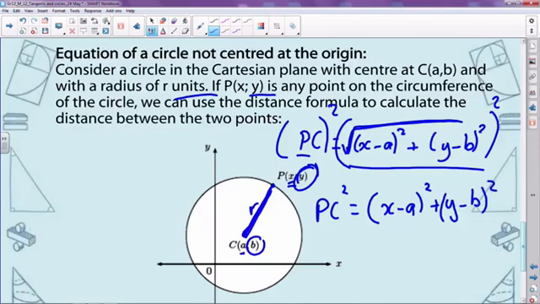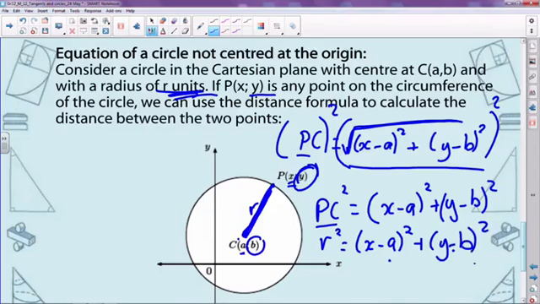Okay, but we know that the length PC is actually the radius, r units, of the circle. So therefore I can replace PC with r squared. And this gives me the defining equation for a circle centered at any point A, B. Even with 0, 0, this would work, okay, guys?